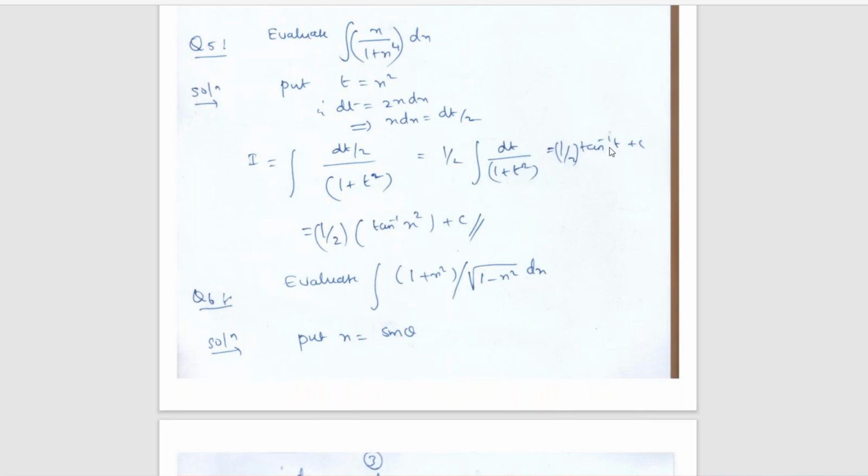In the place of x we have t. So tan inverse t by a, where a is 1. So what you are getting is tan inverse t only plus constant of integration c. Since t is a dummy variable, we have to replace it by x again. So 1 by 2 tan inverse, with the substitution t equal to x square, so tan inverse x square plus constant of integration c.